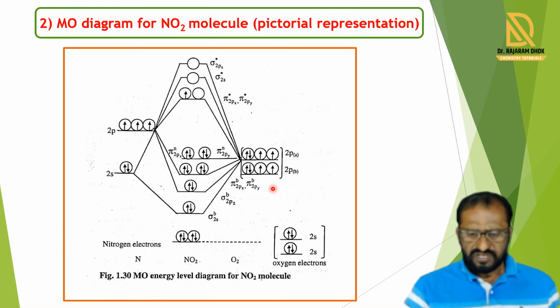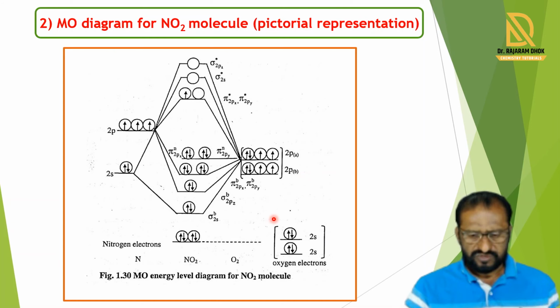Then the 2p atomic orbitals of oxygen. There are two oxygen atoms, so we show the 2p atomic orbitals two times. In those 2p atomic orbitals, every atom contains 2px, 2py and 2pz. Now for the first oxygen atom, we give the notation 2pa, and for the second oxygen atom, we give the notation 2pb for simplicity.